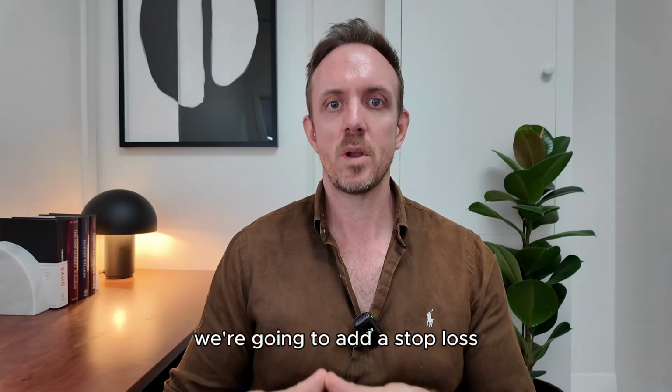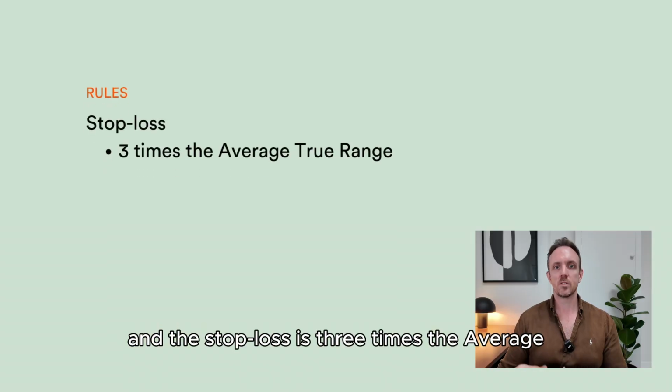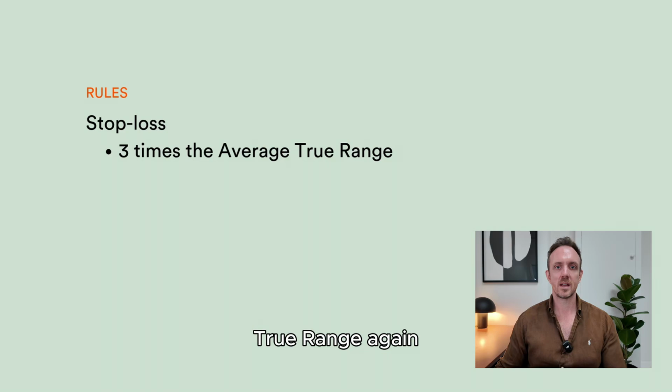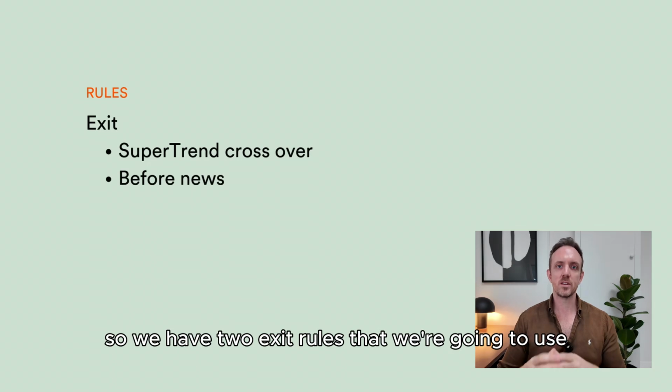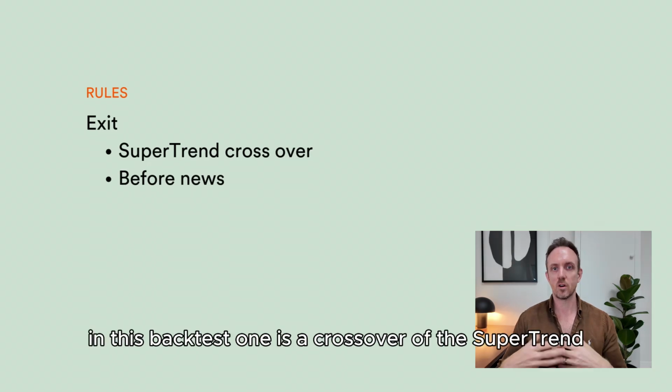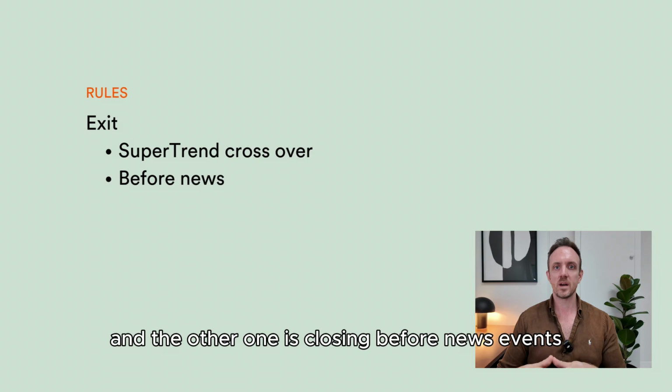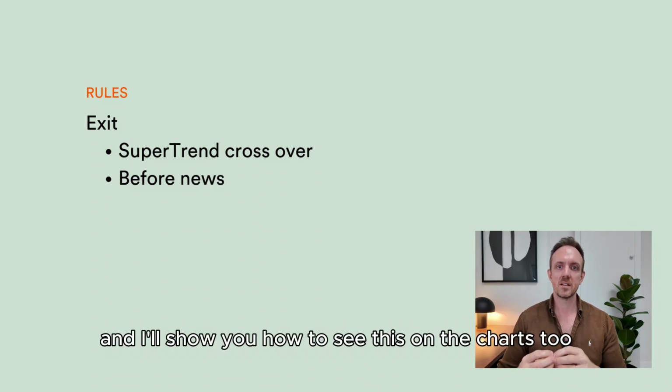Next, we're going to add a stop loss, and the stop loss is 3 times the average true range. Again, I'll show you this on the chart. And finally, we have some simple exit rules. So we have 2 exit rules that we're going to use in this backtest. One is a crossover of the super trend, and the other one is closing before news events. And I'll show you how to see this on the charts too.